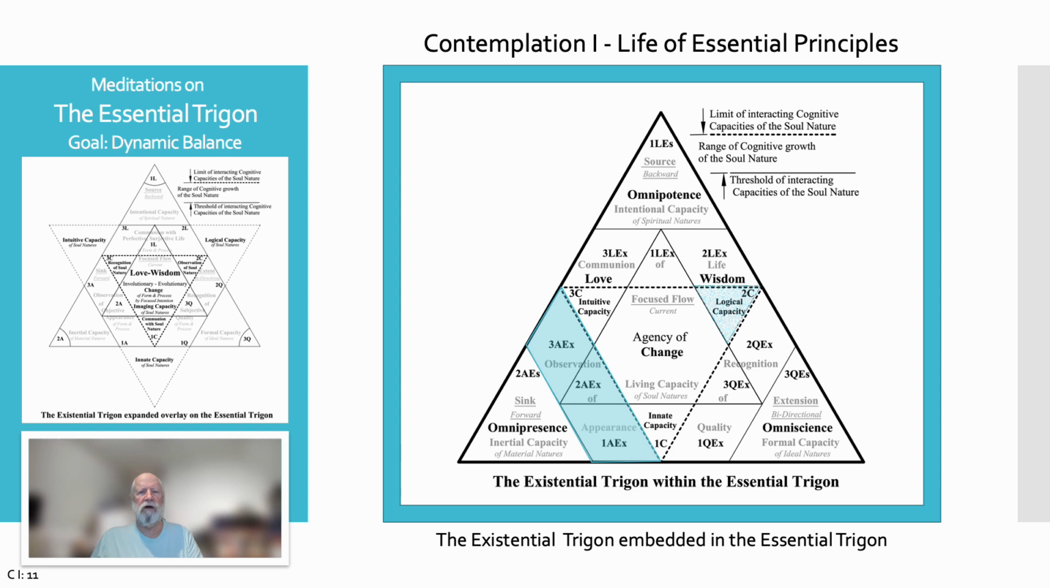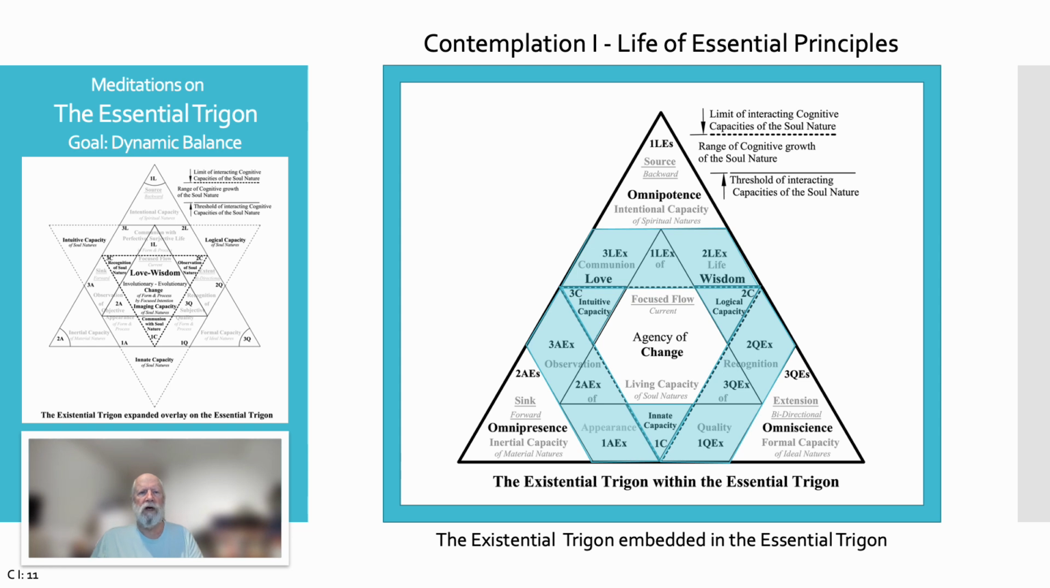AEX is the objective area of observation of appearances as the material world. QEX is the subjective area of recognition of the continuity of quality that informs the soul of the nature of that material world from the content of the ideal world. LEX is the intersubjective area of immediacy in understood communion with life in that world as purpose. The three capacities of the soul nature as embodied complete the existential picture.